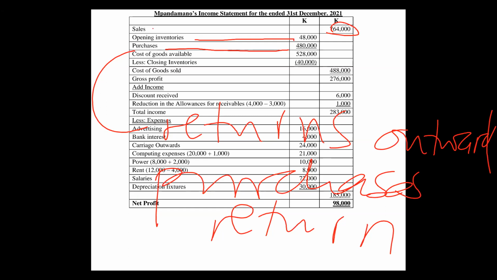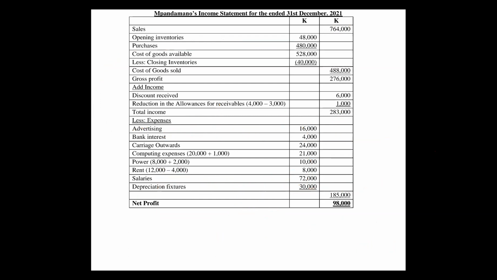Now, returns outward is the same as purchases return. So you subtract that from the purchases, if you have it on the trial balance. Remember, a trial balance is just written according to how much information you have in it. From the example of this question we had, it never had the returns outward. It never had the purchases return, where you purchase things and then you return them. We never had such a scenario. That's why we didn't subtract. So if you have it, you subtract.